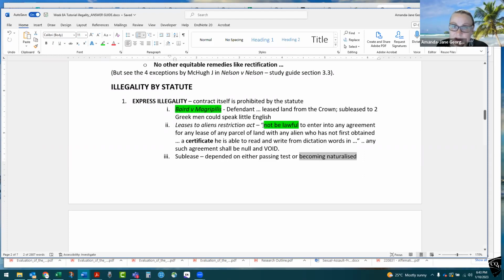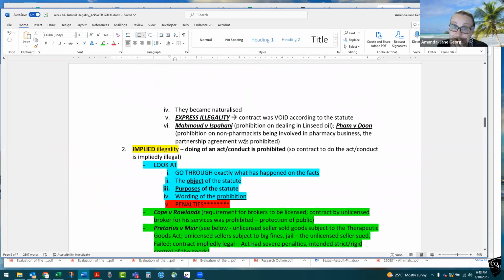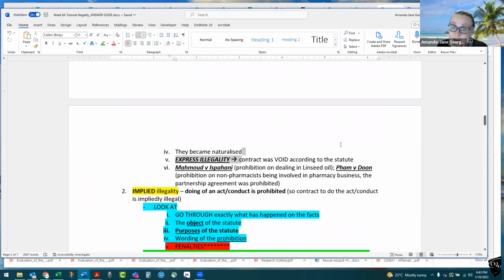Why is that? Because the statute says just becoming naturalised is no good. You had to have actually passed that dictation test before we even entered the contract. Okay, and the court said, yes, that's right. The contract was void. So often, as I said to you before, illegality will be used as a way to try and back out of a contract.